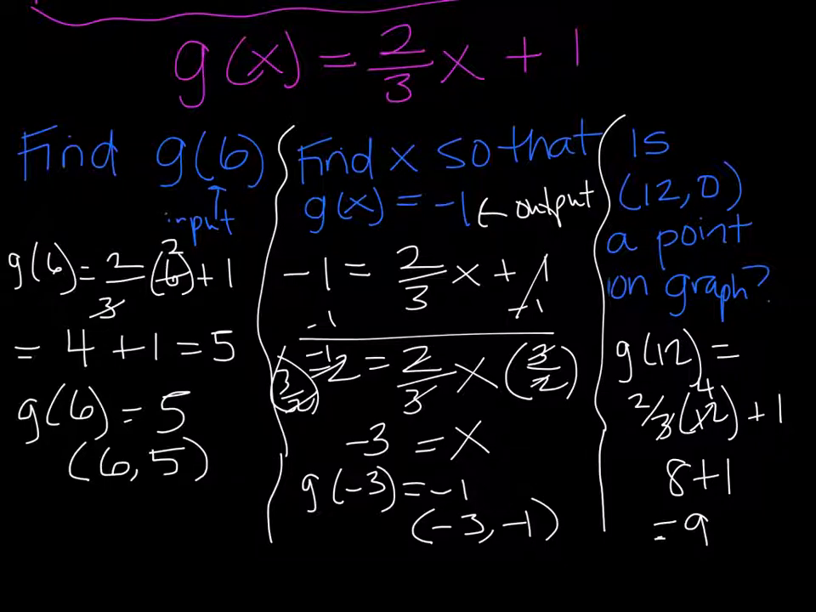So that means that the ordered pair I just found was (12, 9), which means (12, 0) is not a solution. If I input 12, I get an output of 9. So we would say that no, this one right here is not a solution to that function. Okay, so you'll see a few like that on your homework.